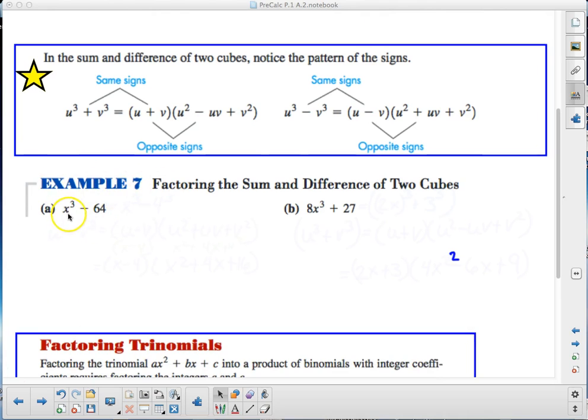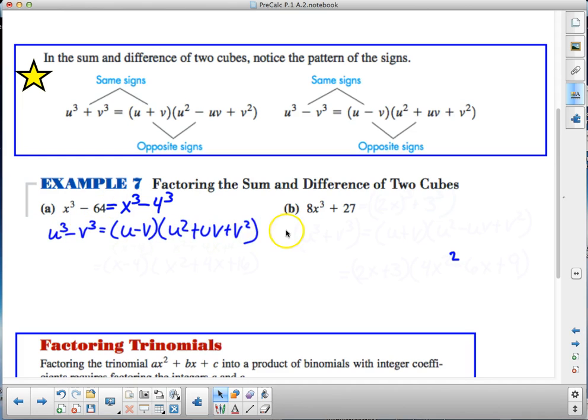Now, in example 7, we are going to consider using one of these two models. But this is a subtract, so we're going to use the difference of two cubes. This is one cube, this is the other. And remember, it's x cubed and 4 cubed, 64. So I'm going to pull out the difference of two cubes pattern, and put x and 4 in for u and v. So x is there for u, 4 is there for v, and the same down here. Now I just finish the factoring, so I have the quantity x minus 4 times the quantity x squared plus 4x plus 16.